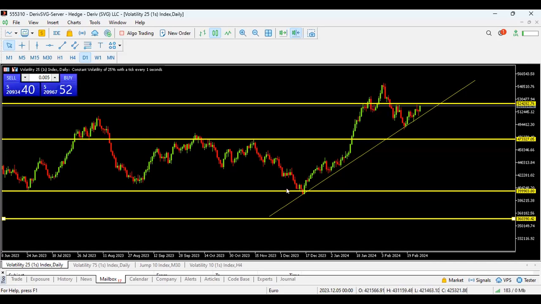So these zones, you see, it works with Forex. Now I'm giving the example with even indices. It works with Forex, it works with indices, including using trend lines to map out the strong zones for you to place your trade. I hope this video helps you.